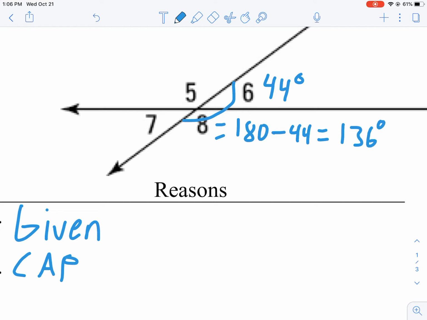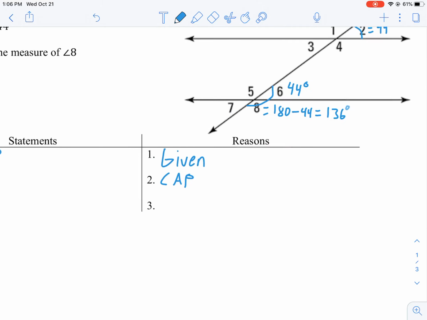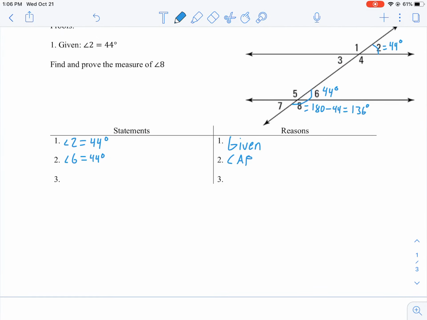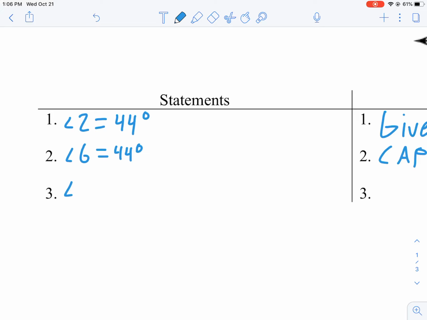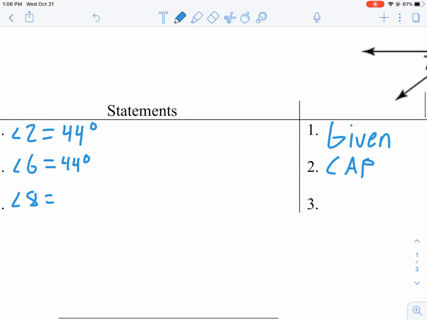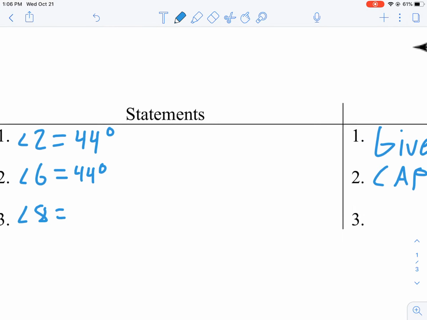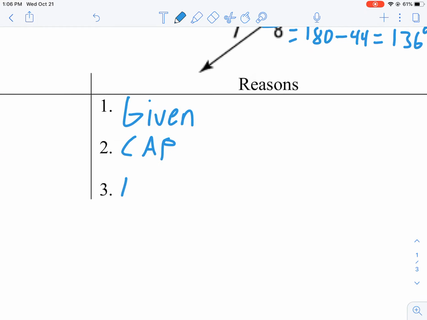Now, I'm not going to make you write out a whole bunch of stuff in our proof. All we're saying in our proofs are the angle measures. So we're going to finish off with angle 8 and that's going to equal 136 degrees. And we can say, because they make a linear pair, okay?